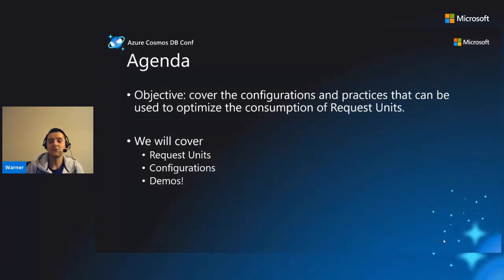So the agenda for today, the main objective is we're going to cover the different consumption models, configs, and practices that you can use to optimize how many request units you consume. If you are not super familiar with Cosmos DB, we are going to go into what the request units actually are, so you're still going to get value out of this session anyway. So we're going to cover request units, all the different configs, and of course, we're going to be showing a lot of demos so you can see the actual impact and how things work when you're actually doing stuff in practice.